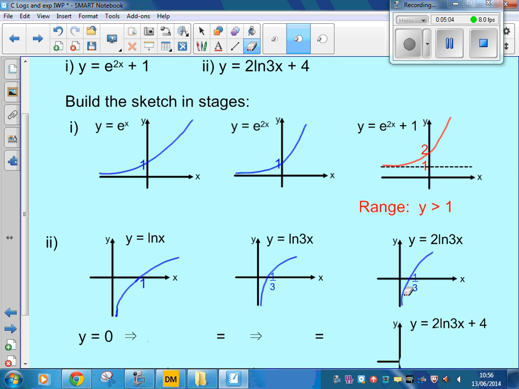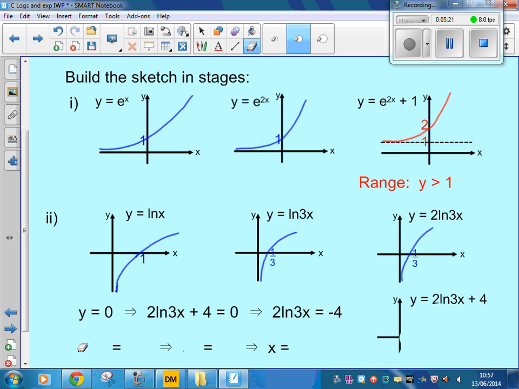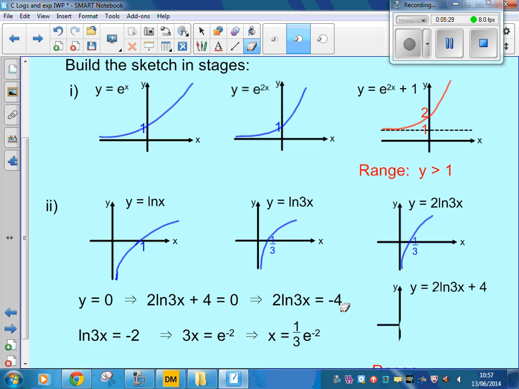And so we need to be careful where it is going to cut the x-axis. It's not going to cut the y-axis at all. So x-axis is y equals 0. Y is 2 ln 3x plus 4. So 2 ln 3x plus 4 is 0. Rearrange it. 2 ln 3x is minus 4. Ln 3x is minus 2. 3x is e to the minus 2, so x is 1/3 of that, 1/3 e to the minus 2.